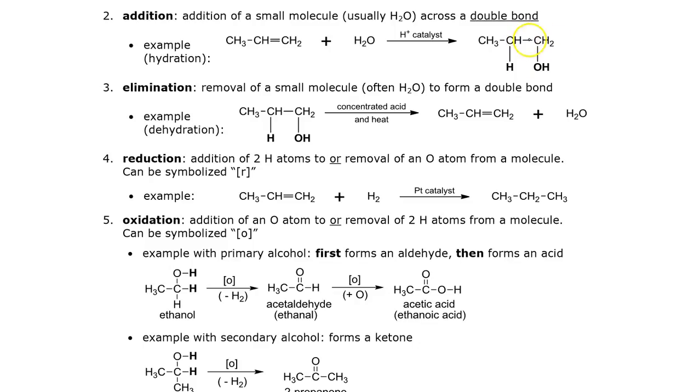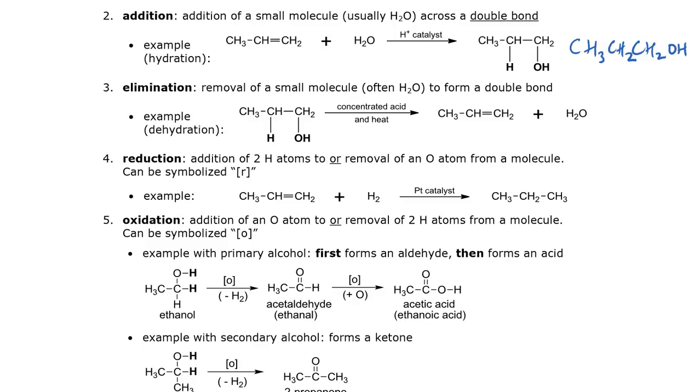I've shown that explicitly here, although we don't always show hydrogens like this. If I wrote it CH3, CH2, CH2OH, that's a condensed structure of this, and something you would want to be able to do is recognize what kind of reaction has occurred, even when it's not explicitly shown out like it is here. So that's the skill you're working on here: being able to identify the type of reaction that's occurring.